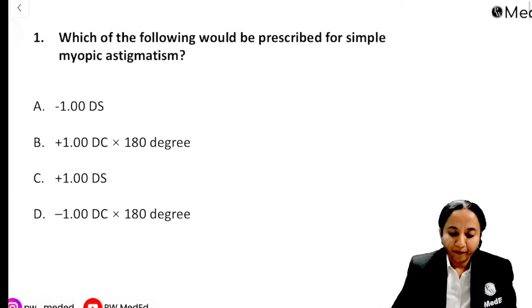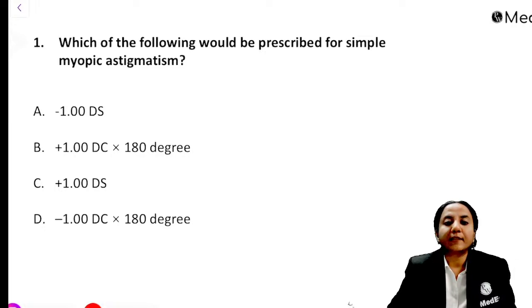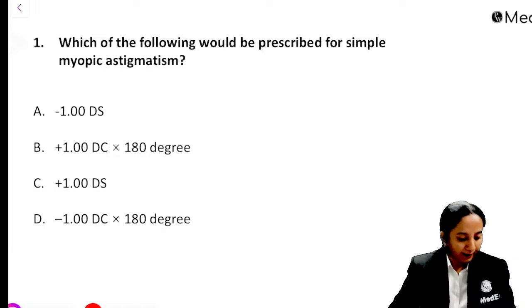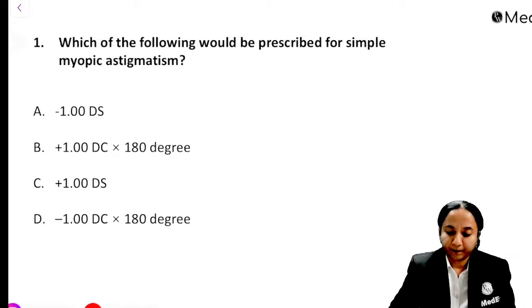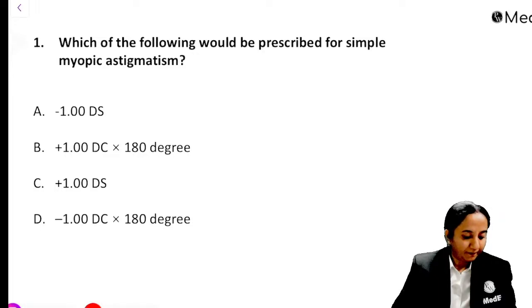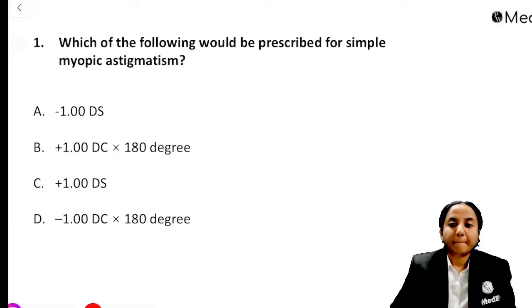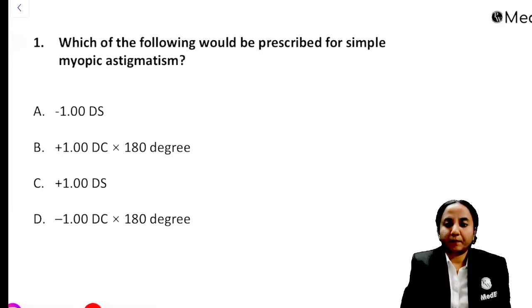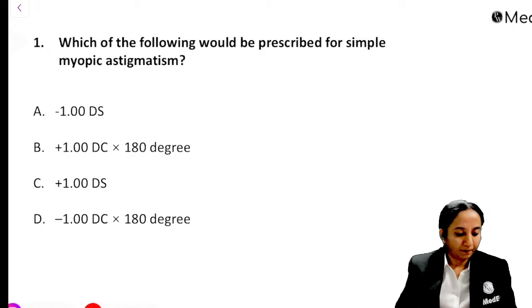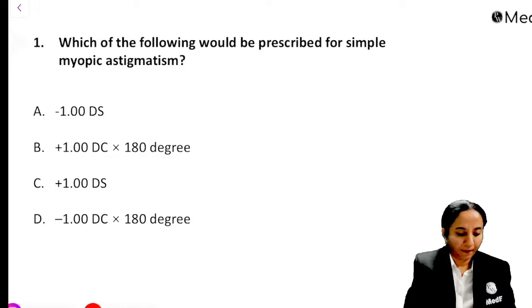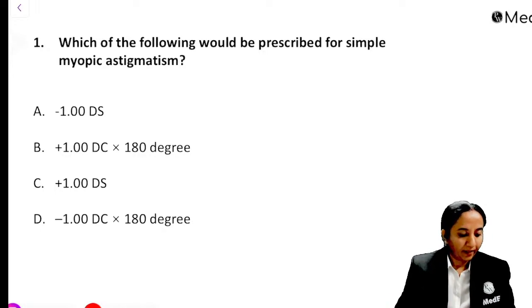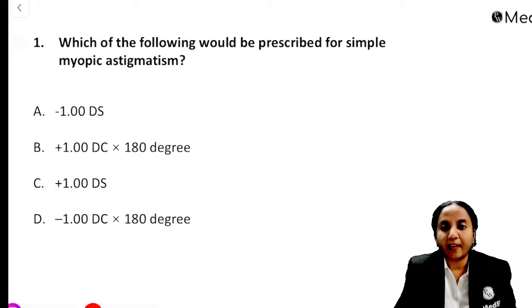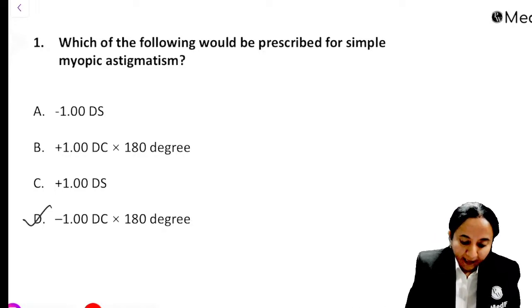So have a look at this question. Which of the following would be prescribed for simple myopic astigmatism? So look at the options. Okay, so what is your answer? Okay, this is something where a lot of students have confusion, and that is why I thought that we have to discuss this well. So the answer is D.